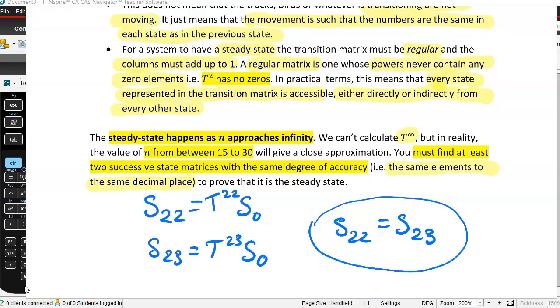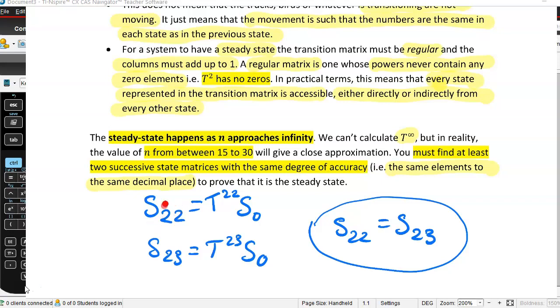So to find a steady state, we can approximate it. We can have a bit of a guess, putting in some big numbers. Usually, n between 15 and 30 might give a close approximation, sometimes 50. But to do that, we can just guess one, and then we must find at least 2 successive state matrices with the same degree of accuracy.